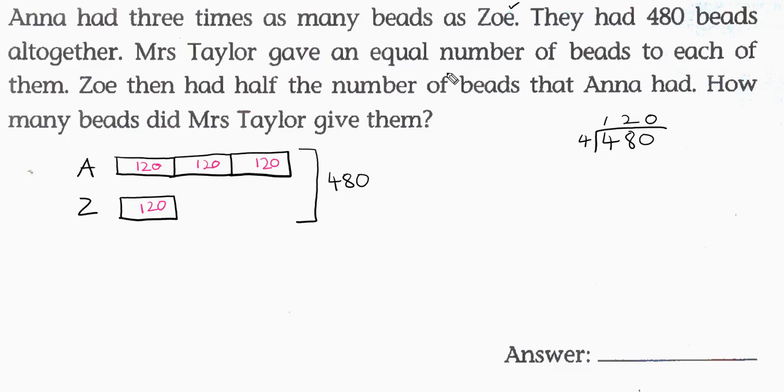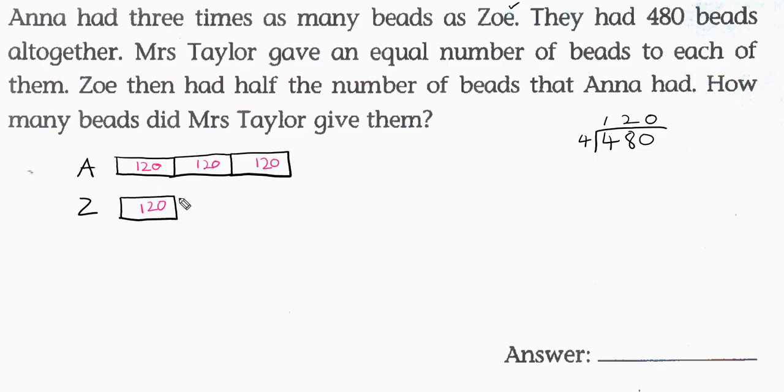Mrs. Taylor gave an equal number of beads to each of them. Zoe then had half the number of beads that Anna had, and we're asked how many beads did Mrs. Taylor give them. Okay, so let's see. I'm just going to get this out of the way. All right. So what happens? We need to look at this model and think. We're going to add the same amount to Anna and to Zoe, to the point where Zoe ends up with half the amount that Anna does.